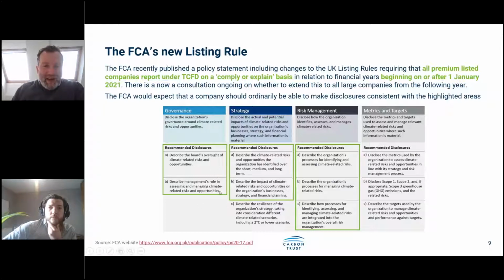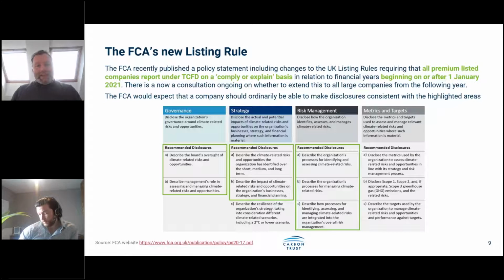And the areas that we've highlighted in green boxes are the focus areas for that FCA requirement. Now, as of March 2021, so only just last month, the FCA also announced a consultation as to whether to extend these requirements to all large companies. Details of that consultation can be found on their website.